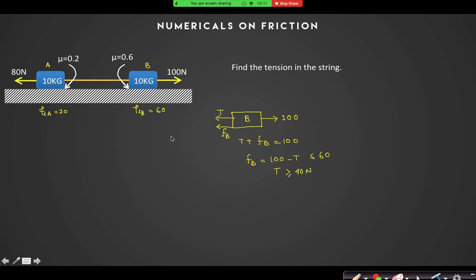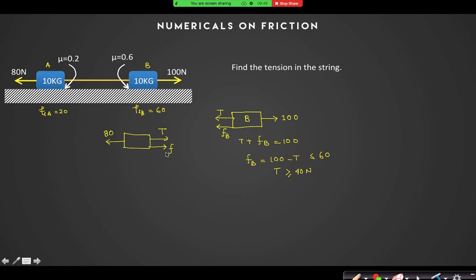So I can say that T should be greater than or equal to 40 Newton in this case. But if T is 40 Newton, you will see that then the condition for no motion for block A will not be satisfied, right? So let us first calculate the condition of no motion for block A, and the minimum value of tension needed in that case. We have to take the intersection of the two cases and then take the least value, because both the conditions have to be satisfied.